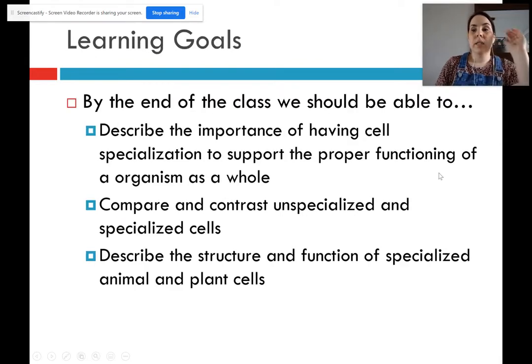So by the end of this little video tutorial, what you should be able to do is describe the importance of having cell specialization to support the proper functioning of the organism as a whole, compare and contrast both specialized and unspecialized cells, and describe the structure and function of specialized animal and plant cells.